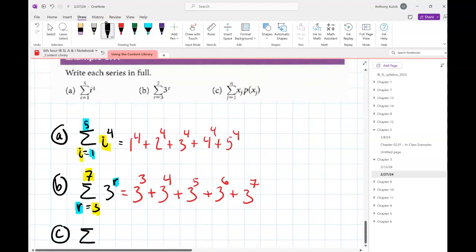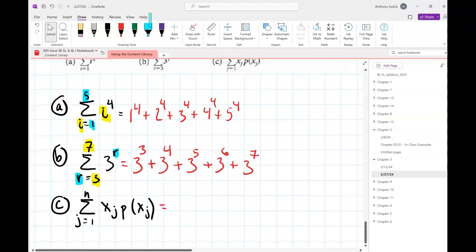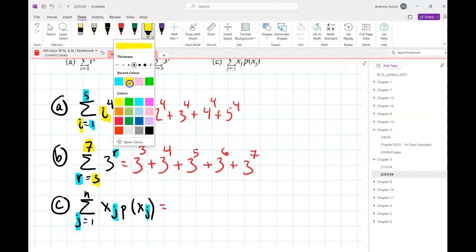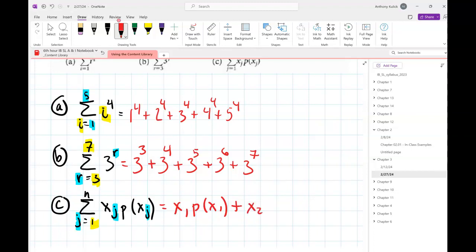Ooh, look at this fun one. All right. What is our index variable? J. So there are 2 places to plug in J, right? What do we start plugging into J first? 1. So I'd have x sub 1, p of x sub 1. Right? What's the next thing I plug in for J? What comes after 1? 2. And then the next thing after that I plug in is?